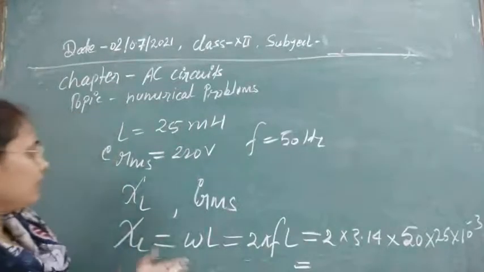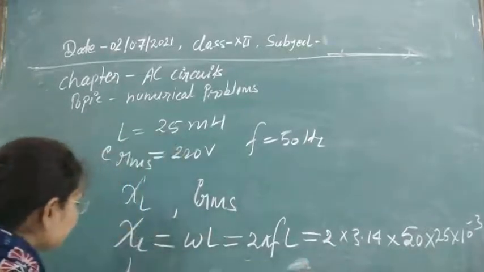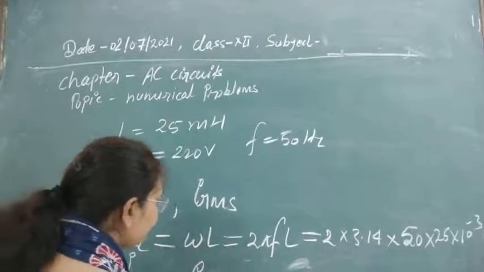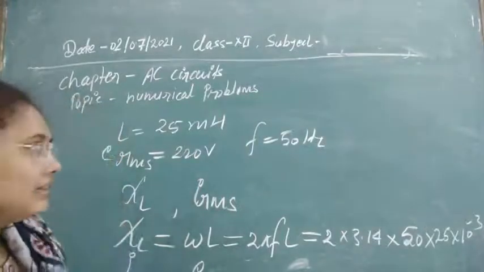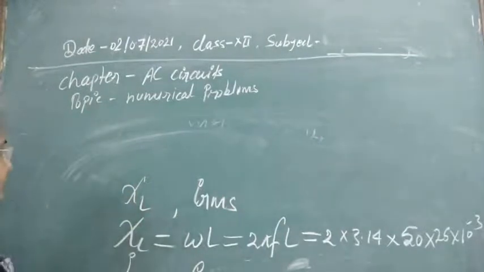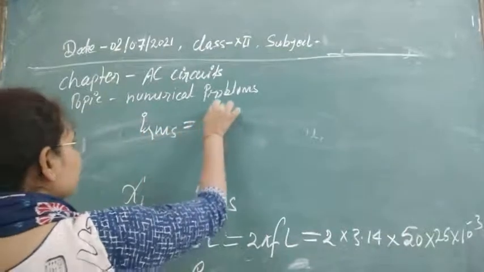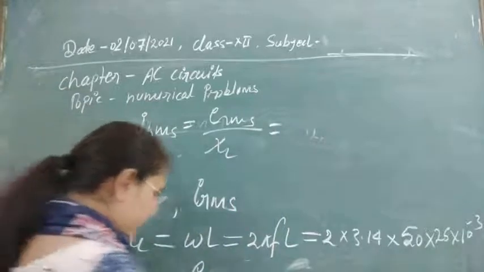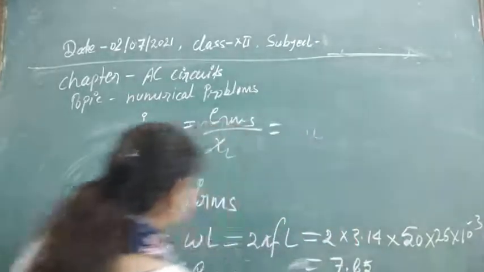Next, we have to find out the IRMS. The IRMS is given by ERMS per unit resistance, and for this question, as the resistance is given by the inductive reactance, we can use the inductive reactance in place of the resistance. Finally, IRMS is obtained as ERMS upon chi L. If you solve for chi L, its value is obtained to be 7.85 here.